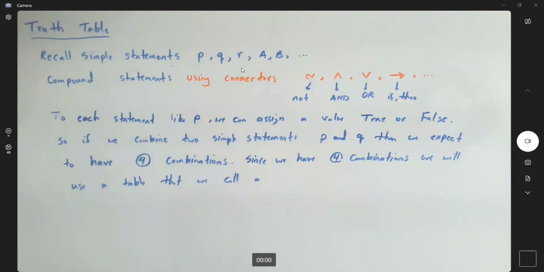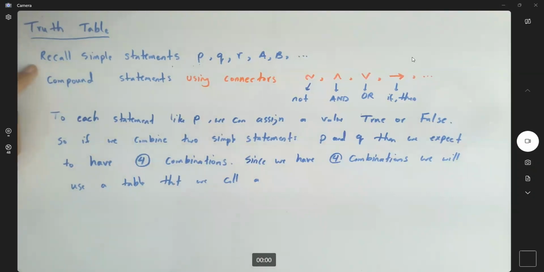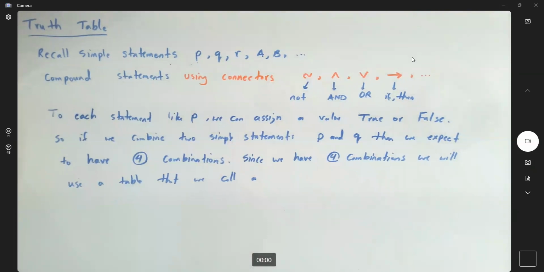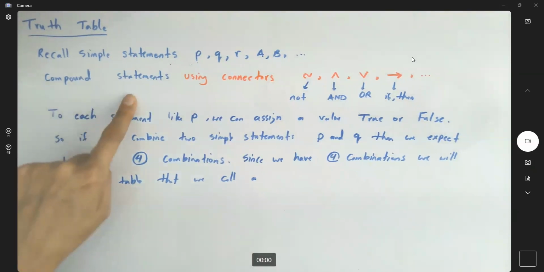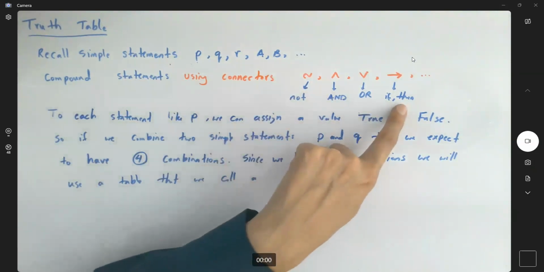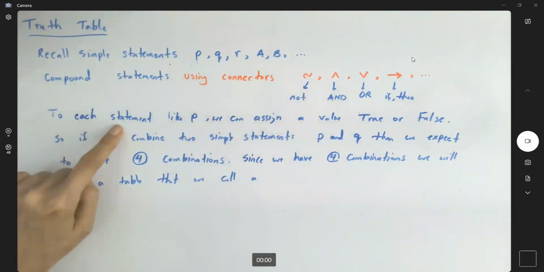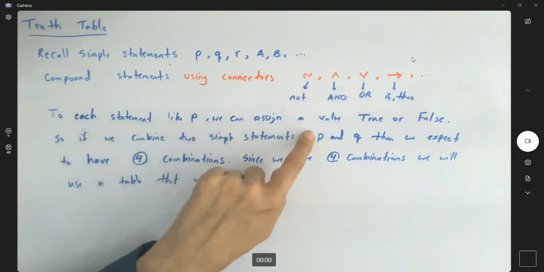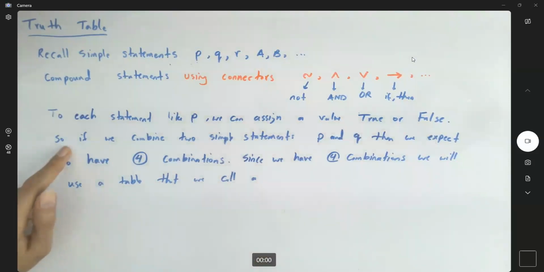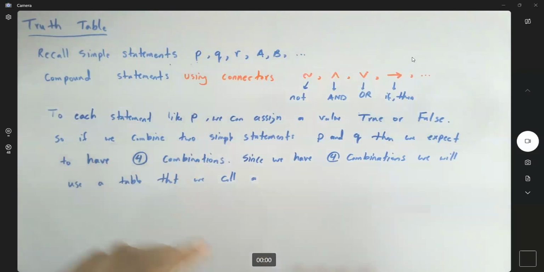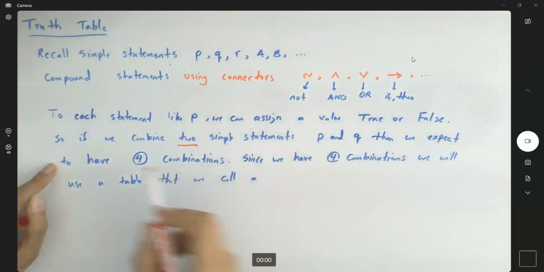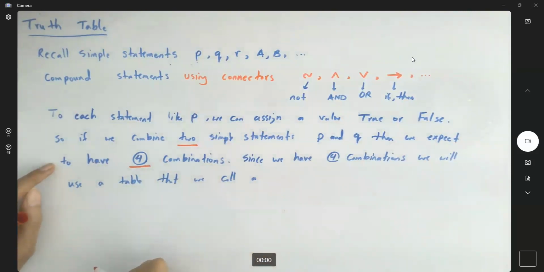Very good. So we're going to talk about truth tables today. Recall that for simple statements, we have P, Q, R, A, B, and our goal is to form compound statements using the connectors like not, and, or, if, then. To each statement like P, we can assign a value like the true value or the false value. So if we combine two simple statements like P and Q, then we expect to have 4 combinations.